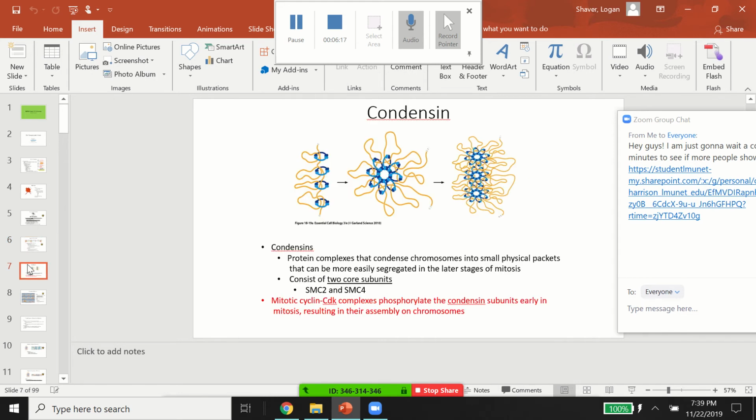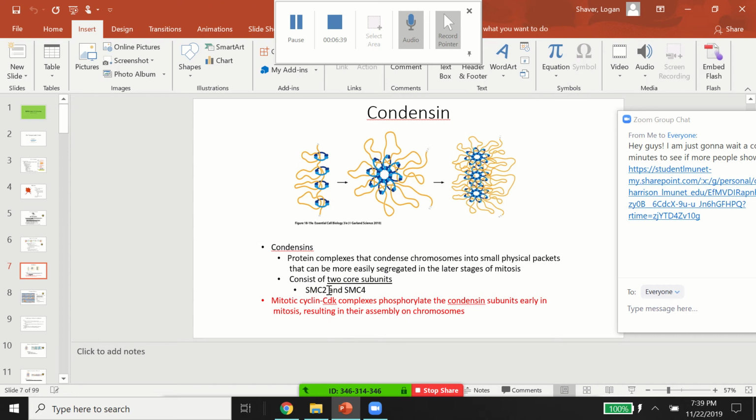Now, I know we did talk about this a long time ago. I decided to keep it in there just in case they were to ask about those subunits or what the purpose of condensin is. But as you can see, condensin is basically used to condense chromosomes, right? Makes sense with its name. It consists of those two subunits that we've talked about before, SMC2 and SMC4.